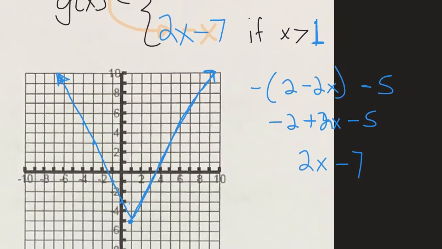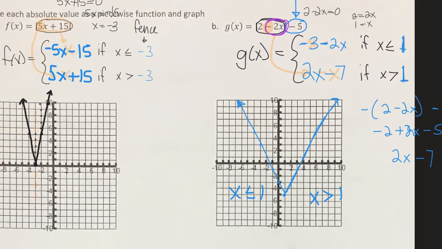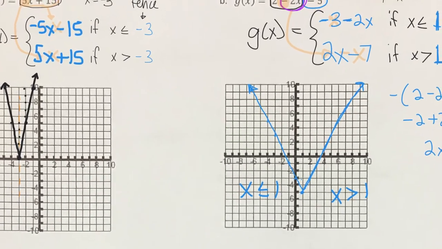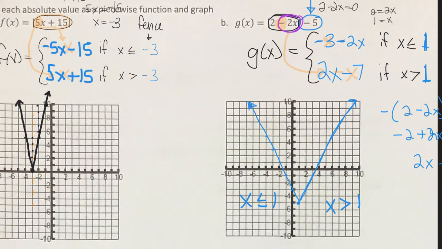Do you have a positive slope on the right of your fence greater than, and do you have a negative slope on the left side of your fence? Okay, those are the ways that you can check to make sure that you have the correct linear equations by does your graph match up with your slope of your equations. Greater than needs to be a positive slope, less than needs to be a negative slope.